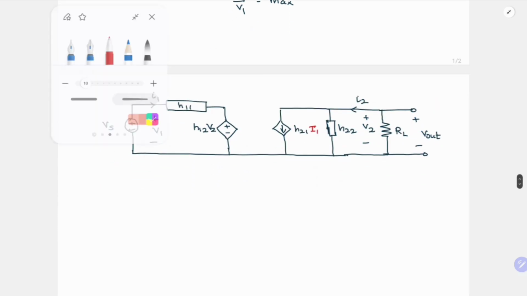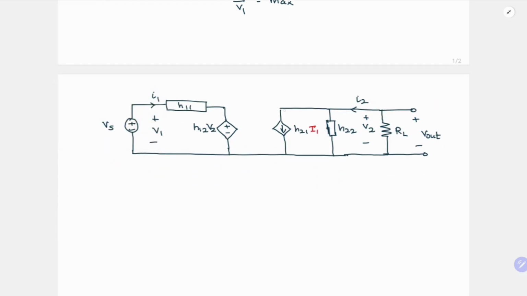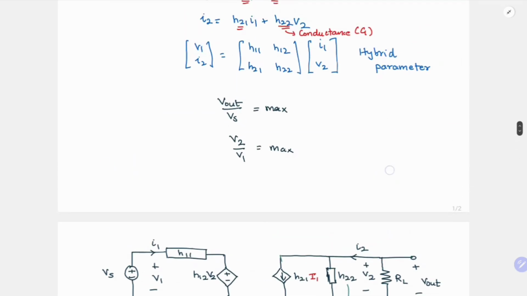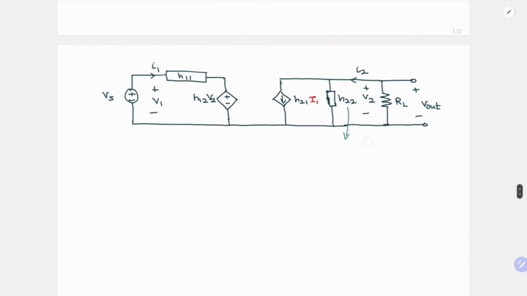If you notice, for the highest gain, all of this current should flow through RL, which means the resistance of this should be infinite. But H22 is in terms of conductance, so H22 should go to 0. Then only will all of this current flow through RL and we'll get the maximum gain.